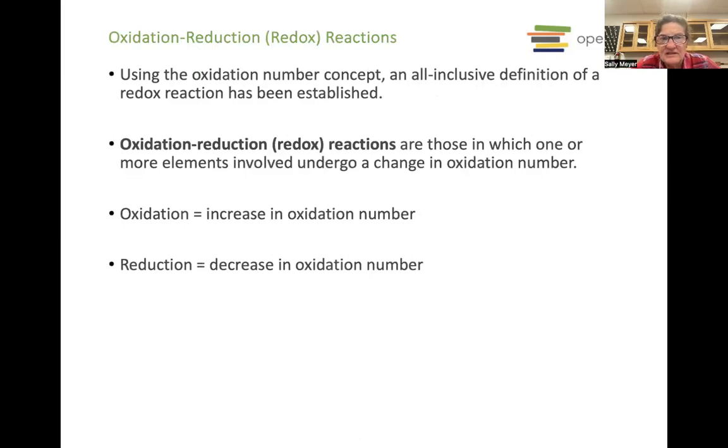Using the oxidation number concept, an all-inclusive definition of a redox reaction has been established. Oxidation-reduction reactions are those in which one or more elements undergo a change in oxidation number. So oxidation equals an increase in oxidation number, reduction equals a decrease. If you think about it, if oxidation is loss of electrons and electrons have a negative charge, then your oxidation number is going to go up if you've been oxidized, and it's going to go down if you're reduced, because when you're undergoing reduction, you're gaining electrons which have negative charge.